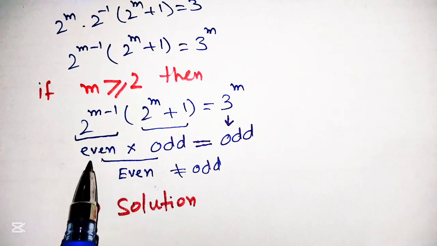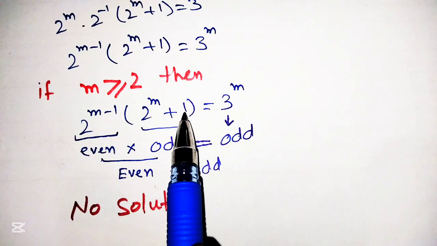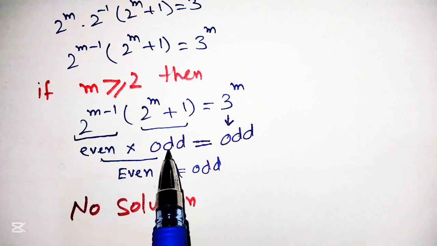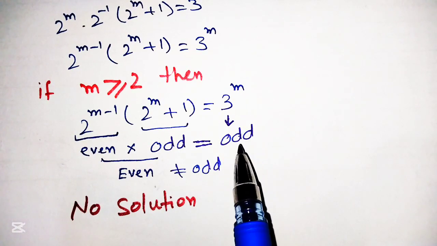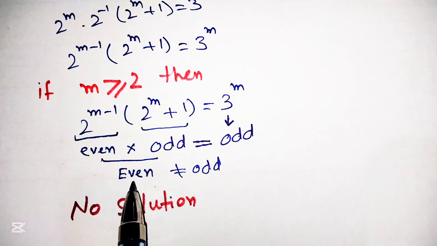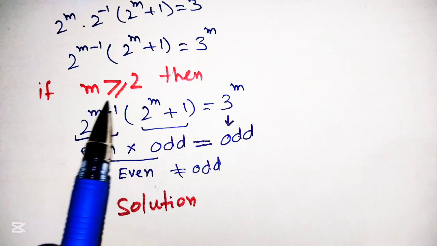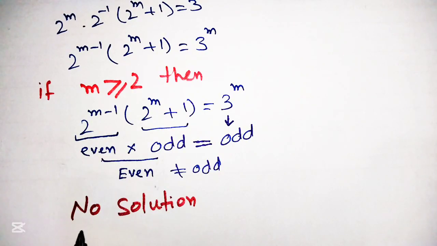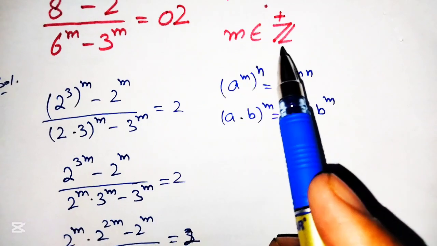I repeat it again, because whenever m is greater than or equal to 2, any positive power of 2 will always yield an even answer, and when we add 1 to an even number, it gives us odd. And on the right hand side, any positive power of 3 will always give us an odd answer. Now the product of even and odd will always be an even number, and it can never be equal to an odd number. So from this we conclude that for m greater than or equal to 2, this problem has no solution.